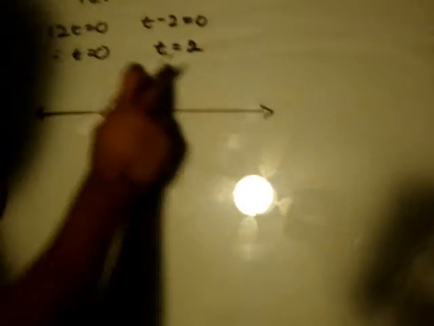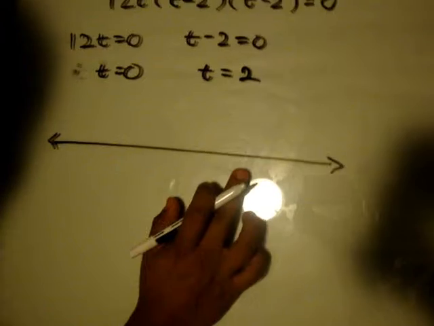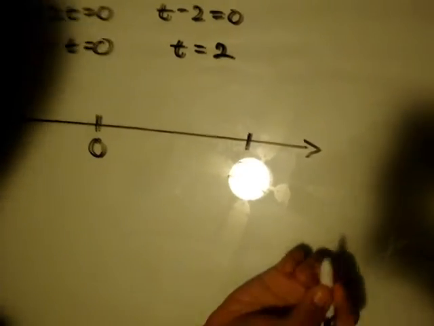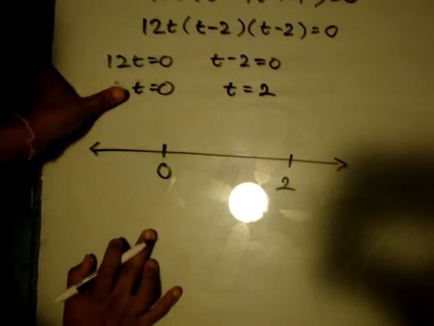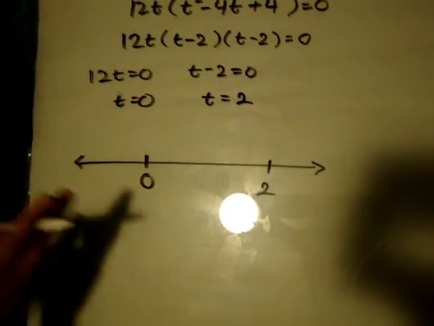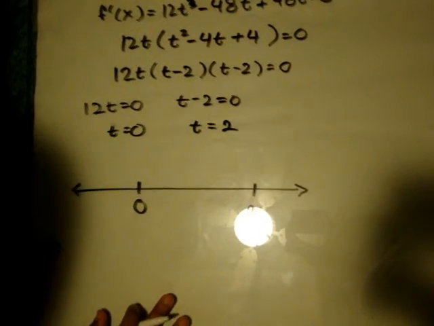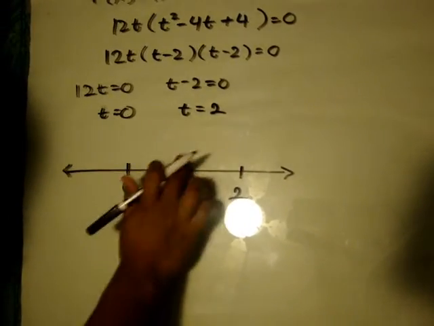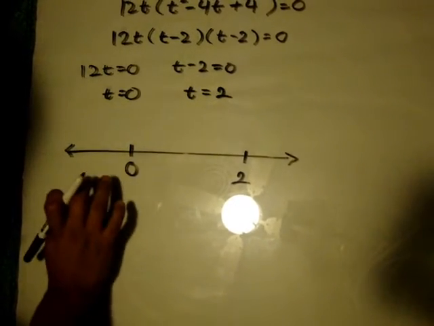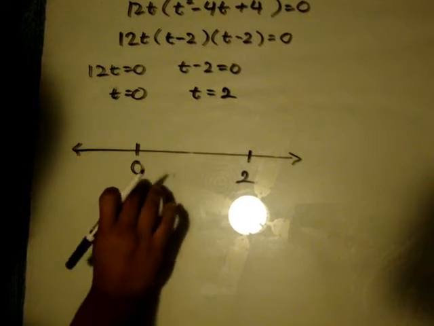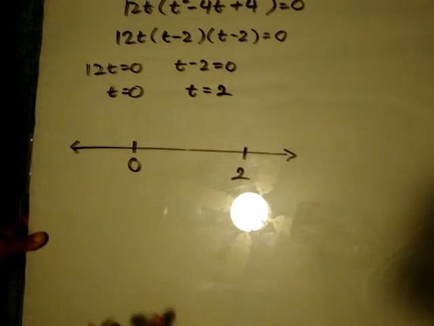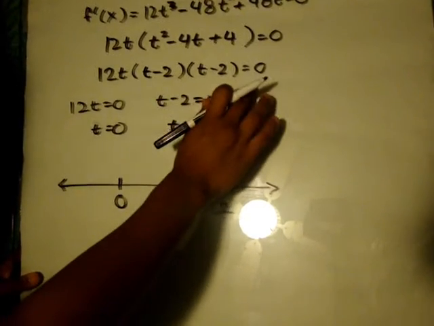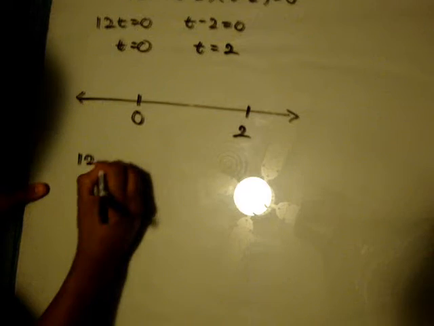What you're going to do is take your zeros and put them down on your number line. So we're going to put 0 here and 2 here. The way you find where the original function f of x is increasing and decreasing is you want to know the signs for each interval: negative infinity to 0, 0 to 2, and 2 to infinity. So we're going to take the function we made equal to 0 and rewrite it down here.